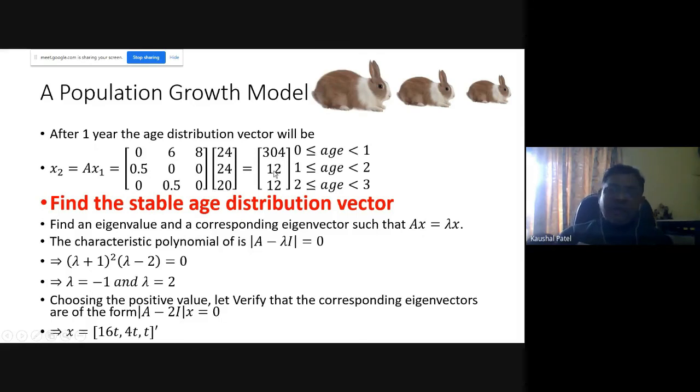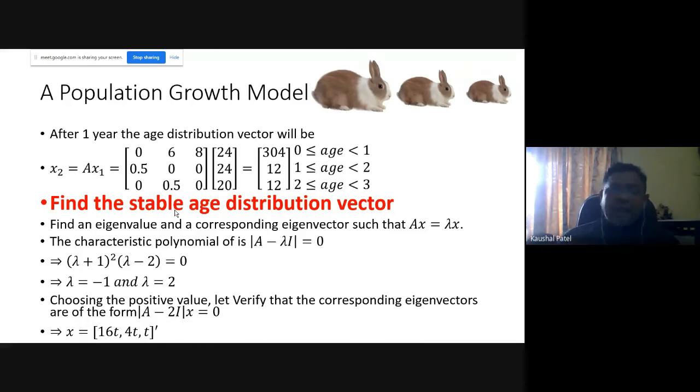Now, resulting from the calculation after 1 year, suppose we use x3 equal to A x2, then this number might increase. X4 equal to A x3, then this number increases again, and this is not in our control. So that's why we find the stable age distribution vector, so that the population stays within control.